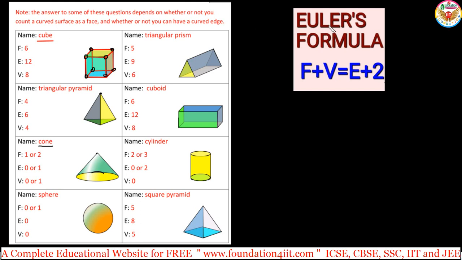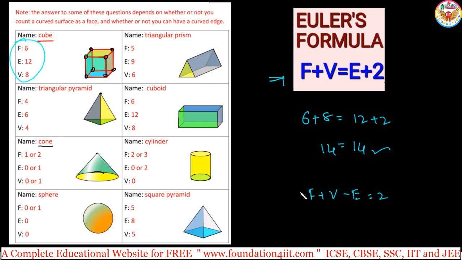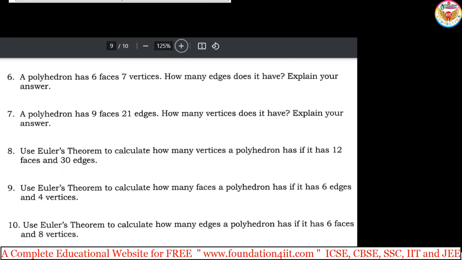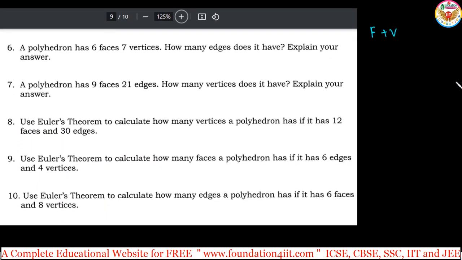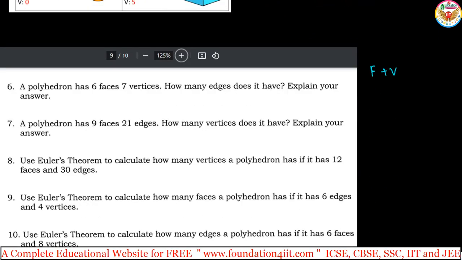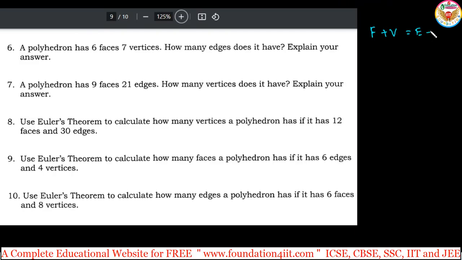Depending on this, we have the formula, that is Euler's formula. Faces plus vertices is equal to edges plus 2. For example, the first one: faces is 6, vertices is 8, and edges is 12 plus 2. 6 plus 8 is 14, 12 plus 2 is 14. So it should match. The formula is F plus V is equal to E plus 2. Some books write F plus V minus E is equal to 2 also. Both are the same. So we can take E plus 2.